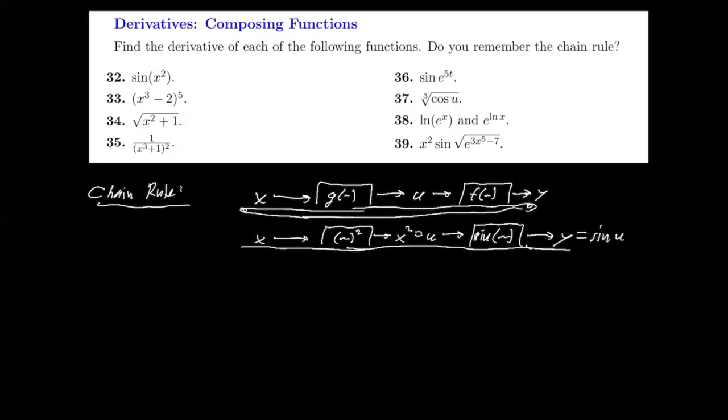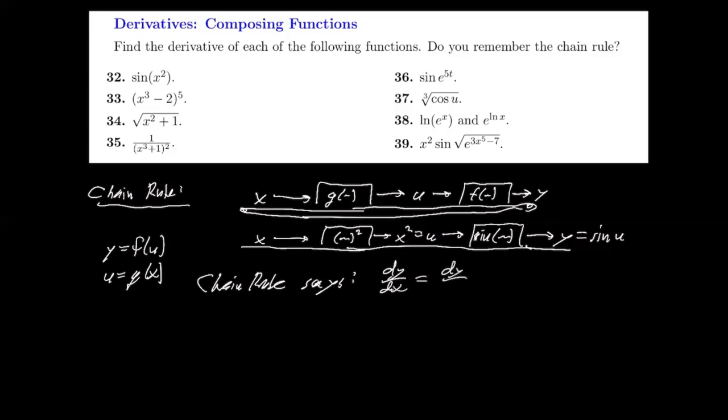That's what we mean by a composition of functions. It's like a multi-stage function. And if you remember, if you have y equals f of u, where u equals g of x, then the chain rule says that dy dx is dy du times du dx. The derivative of y with respect to x is the derivative of y with respect to u times the derivative of u with respect to x.